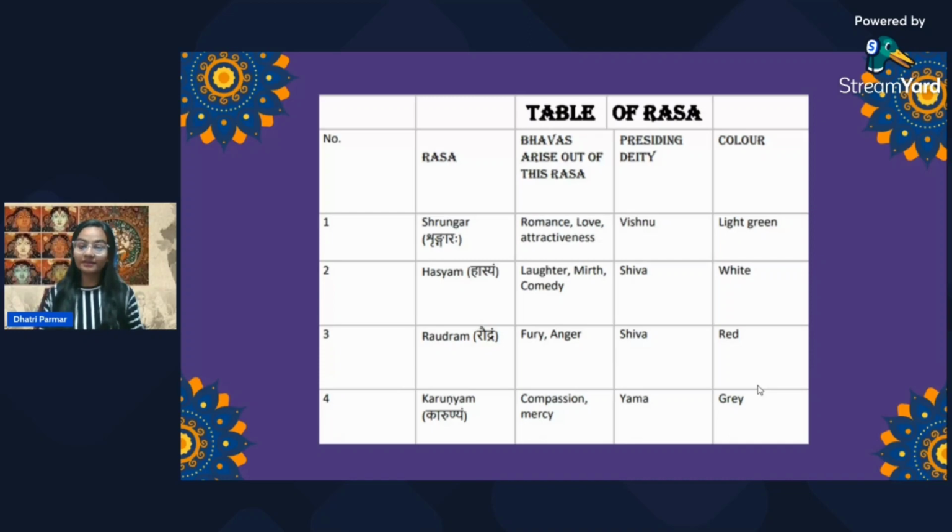The second rasa is Hasya, which arises from different kinds of bhavas, namely laughter and mirth. The deity of this rasa is Shiva, and the color is white. This kind of rasa is used as comic relief in the drama.